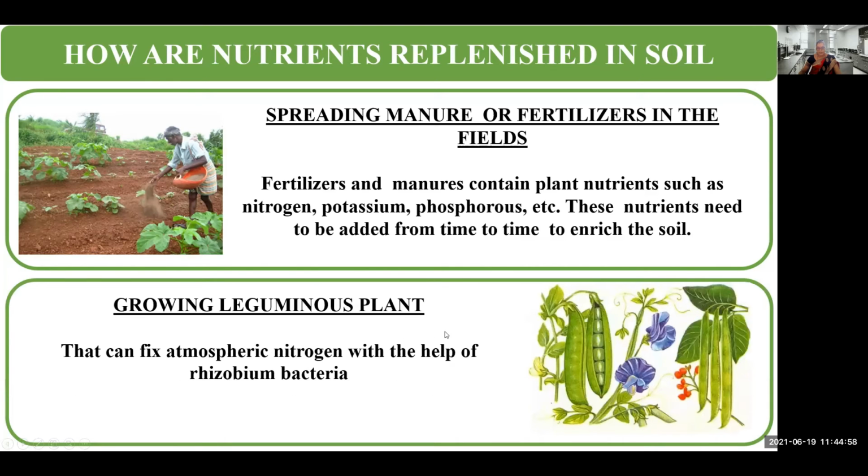Next, growing leguminous plants. So, what is the use of growing leguminous plants? As I said to you, in the root nodules of the leguminous plant, rhizobium bacteria is present. It helps to fix the atmospheric nitrogen so that the nitrogen is converted into a usable form, into nitrates. That is the correct form which the plant is able to absorb, so that it enhances the plant growth more.